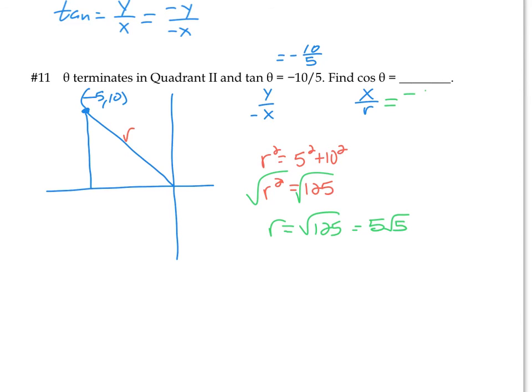So x is negative 5, r is 5 square root of 5, which is negative 1 over the square root of 5. Those would cancel out, reduce the fraction. Now I need to rationalize the denominator. So I need to multiply by square root of 5 over square root of 5. That's negative square root of 5 over 5. So a little bit of work there in terms of working with the radicals, simplifying, and rationalizing.